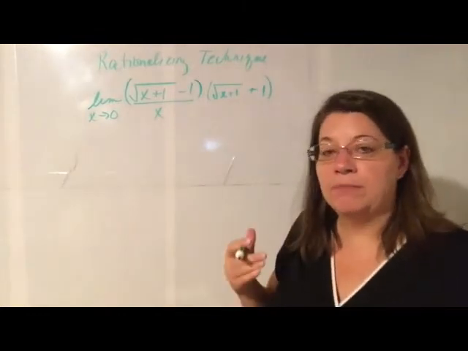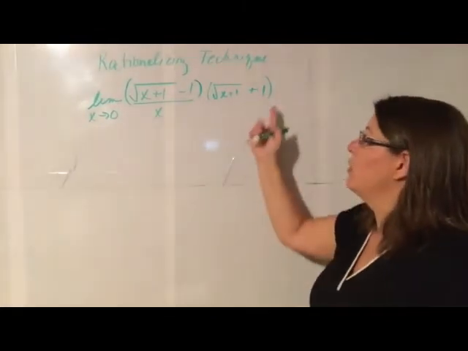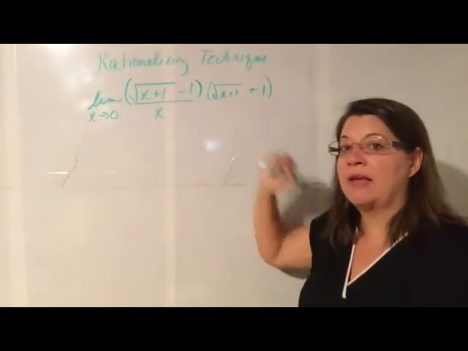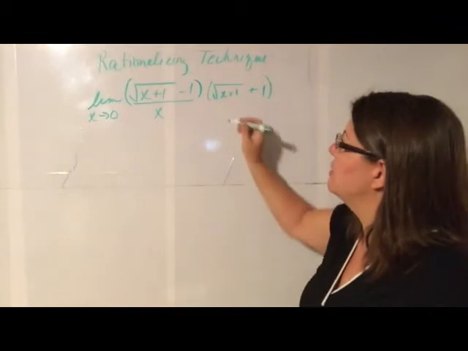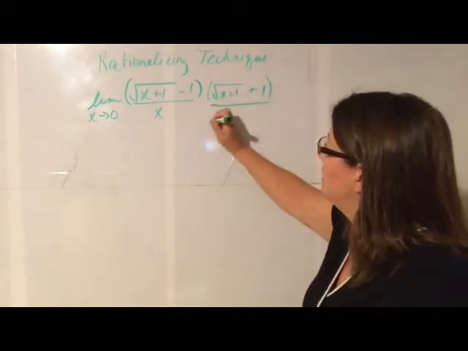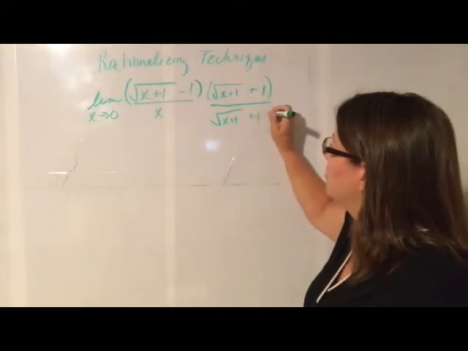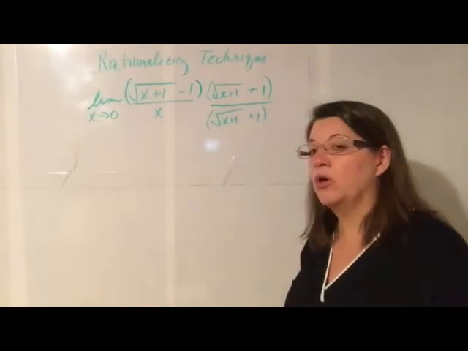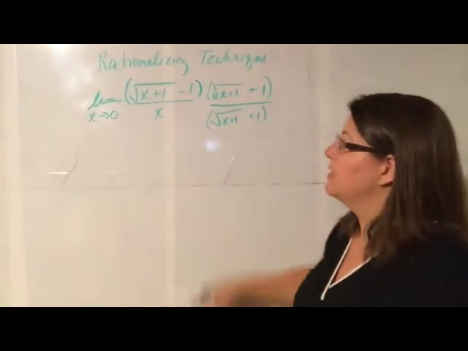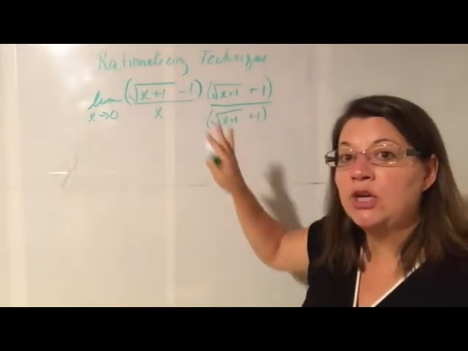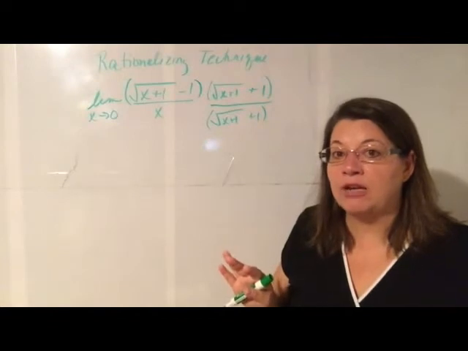And then basic math tells me that if I multiply the top by something, I have to multiply the bottom by the exact same thing. If I don't, I'm changing the value of my expression. But by multiplying the top and the bottom by that conjugate, essentially what I've really done is I've multiplied by 1, because anything over itself is 1. And when you multiply a fraction by 1, you're not changing the value of that fraction, so you're allowed to do that.